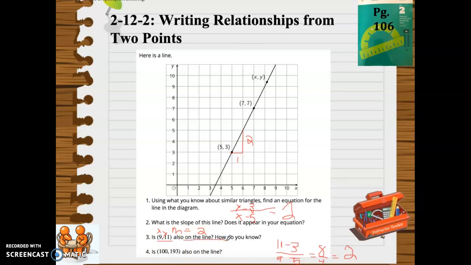So that's just a quick overview of how to find slope and how to write an equation in point slope form. And good luck.